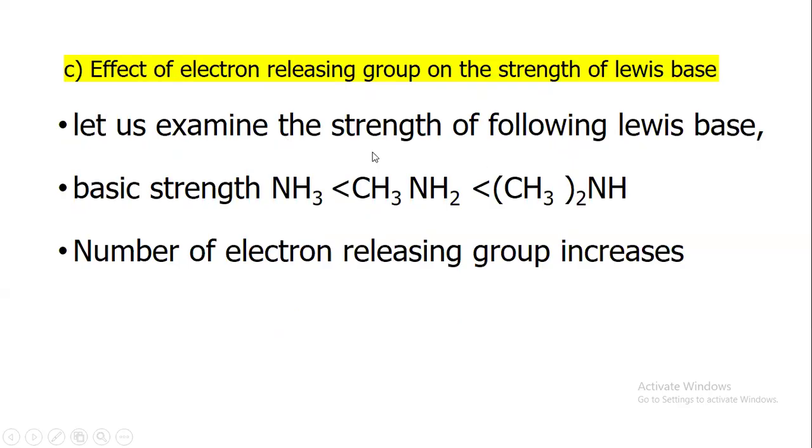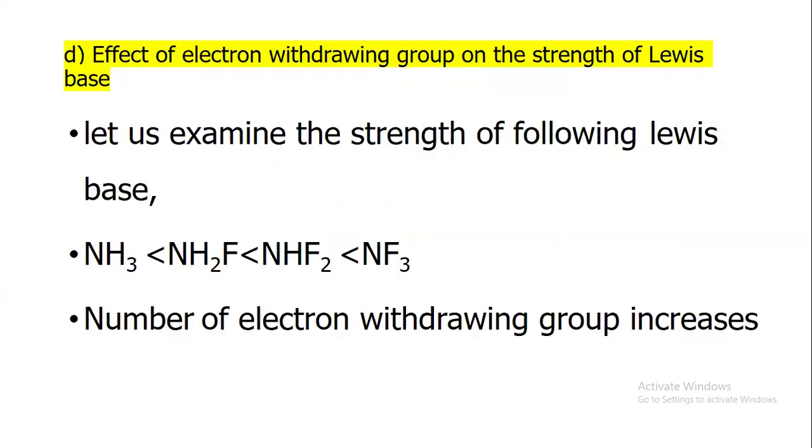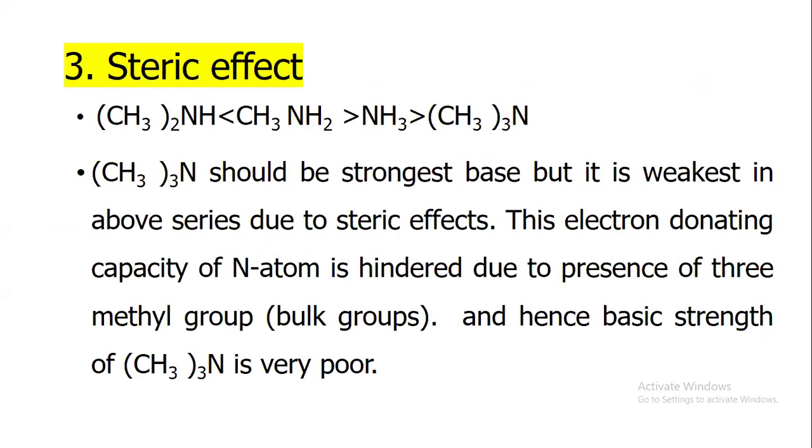Effect of electron releasing groups on the strength of a Lewis base. Let us examine the basic strength. As the number of electron releasing groups increases, electron density on the nitrogen atom increases, tendency to donate the lone pair increases, and basic strength increases. Effect of electron withdrawing groups on the strength of a Lewis base: as the number of electron withdrawing groups increases, electron density on the nitrogen atom decreases, tendency to donate the lone pair decreases, and basic strength of the Lewis base decreases.